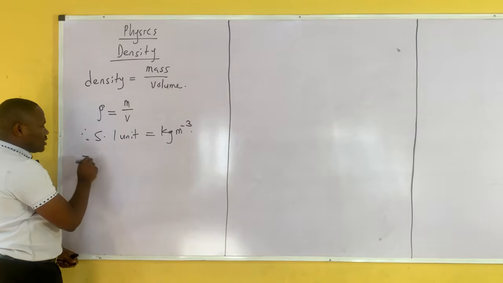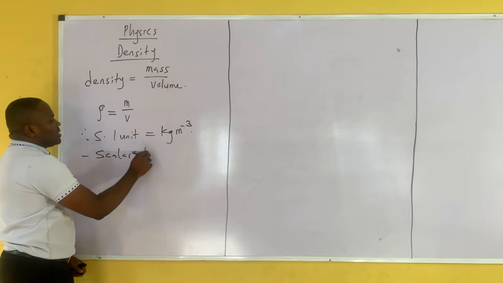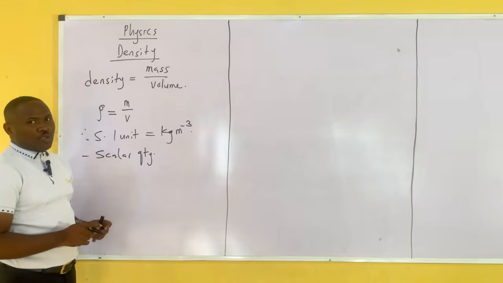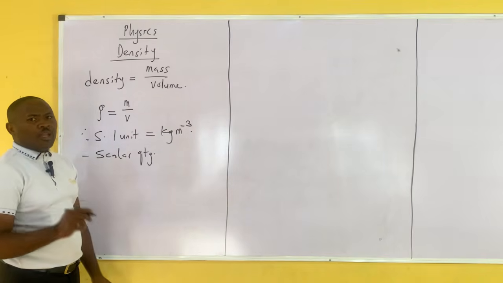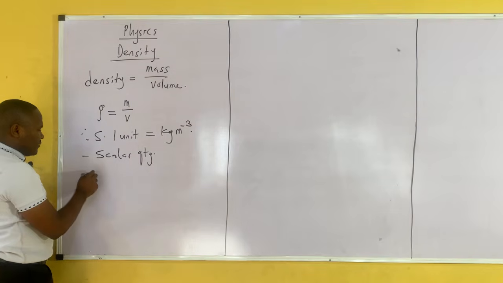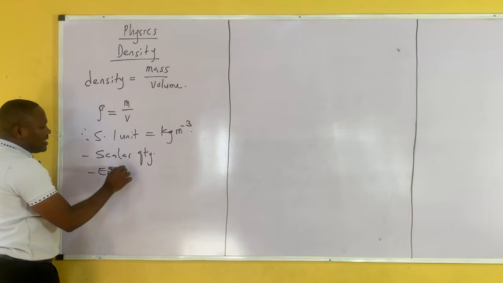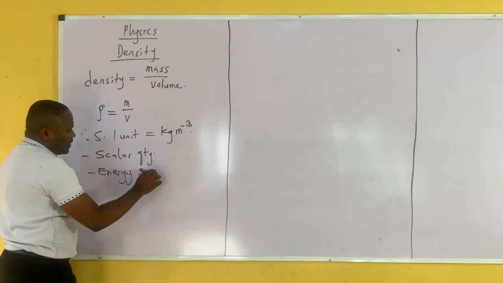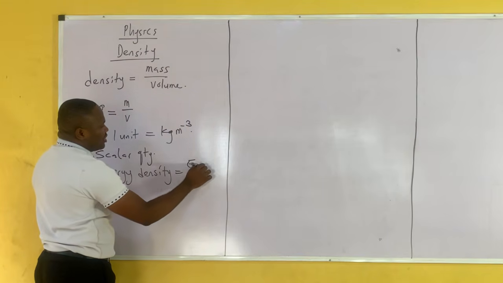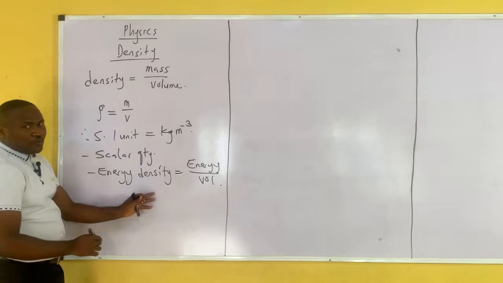One thing you must note is that density is a scalar quantity. It's not a vector quantity. There are other kinds that are related to this. We have something like energy density, which is energy over volume.